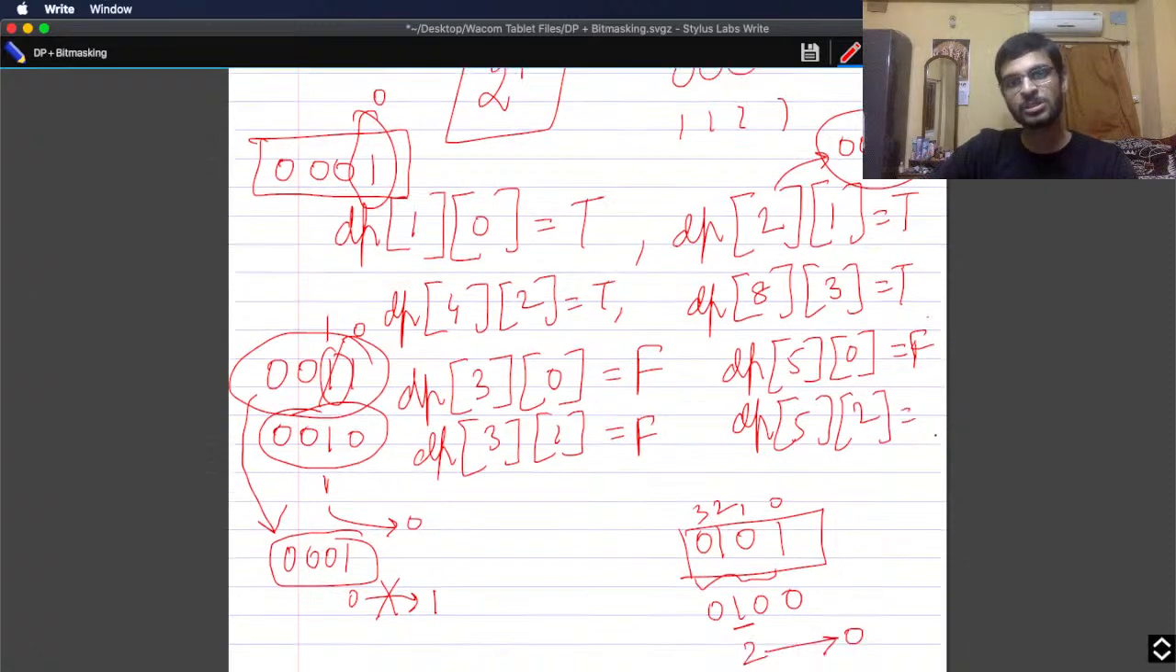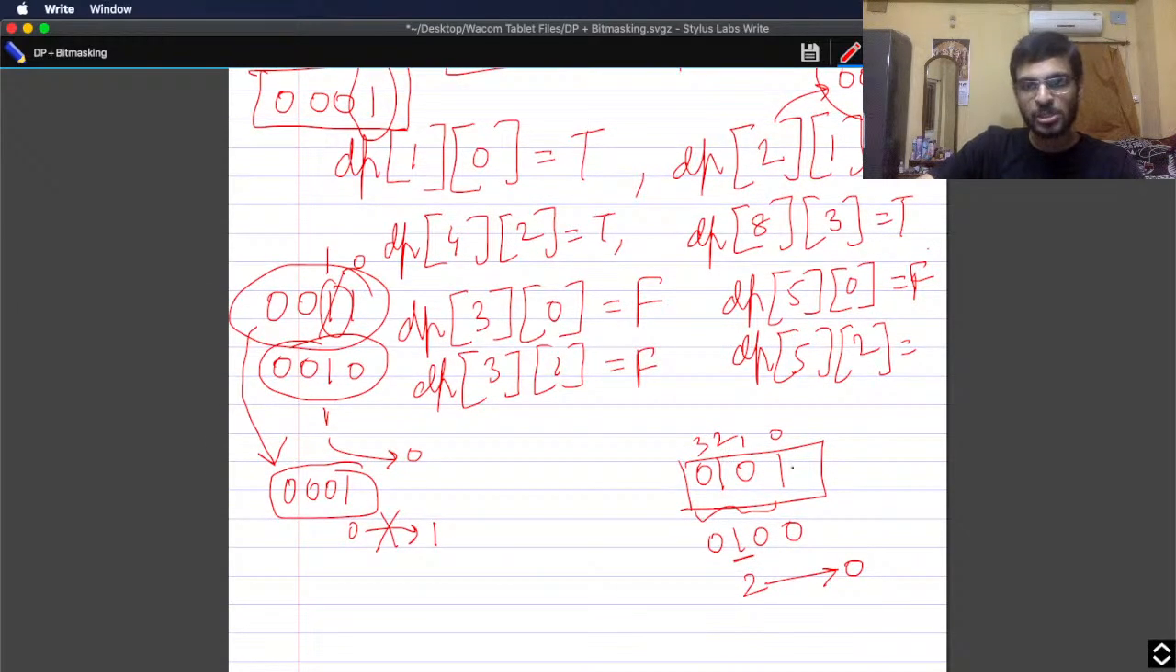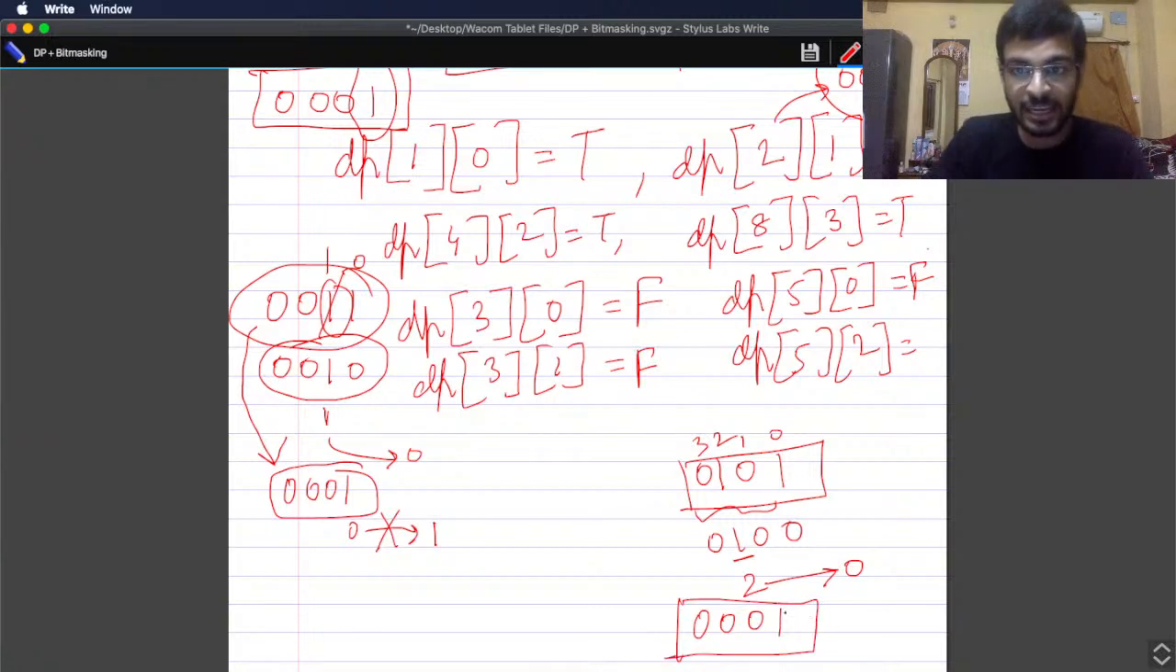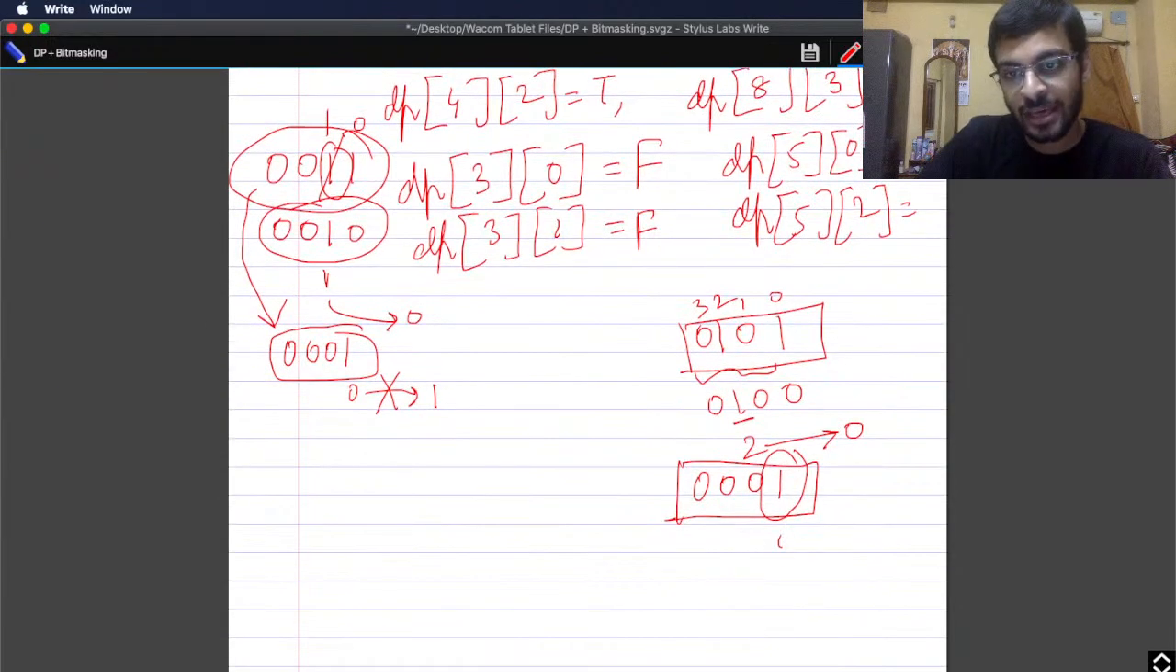dp of 5, 2 से मैं ये कहूँगा कि 2 को भूल जाओ, rest of the thing उस पर फोकस करो. 0 0 0 1. Can it end at some vertex? Which vertex is it ending in? It can end in only vertex 0. ये vertex 0 पे end हो रहा है. Is it possible कि 0 से मैं 2 को connect कर दूँ? It is possible. So I will say that yeah.